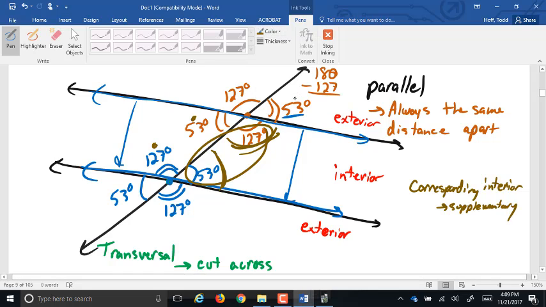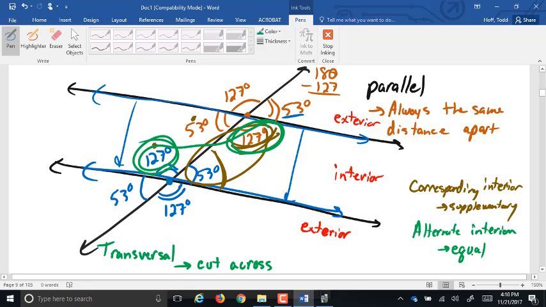We can have alternate interior. Alternate interior would be like this one and this one here. Also, the other pair of alternate interior would be the 53 and the 53. What do we notice about them? Well, they're equal. 127 equals 127. Alternate interior angles are equal.